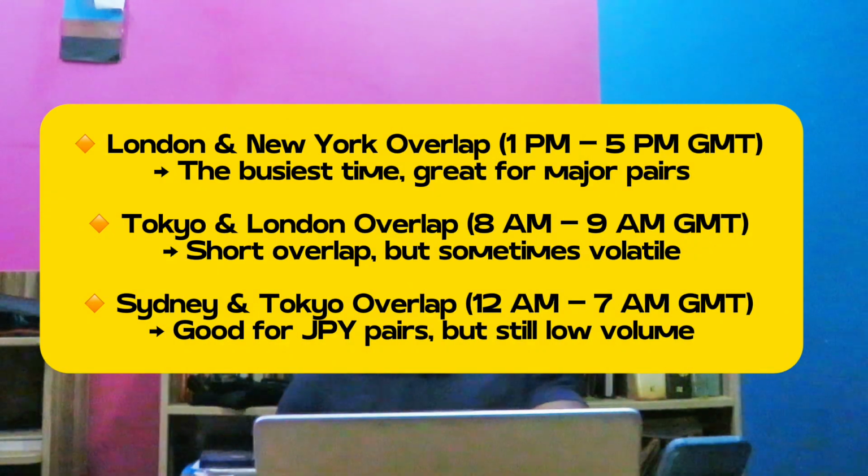Then the Sydney and Tokyo overlap, from 12 a.m. to 7 a.m., is good for JPY pairs, but is low in volume. So as a beginner, the best time to trade is during the London and New York overlap, when the market is moving the most.